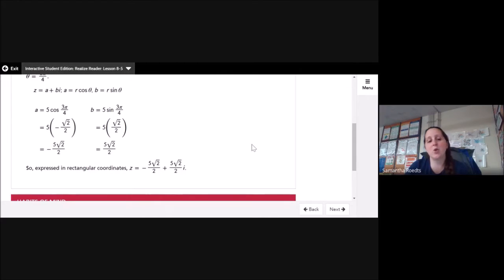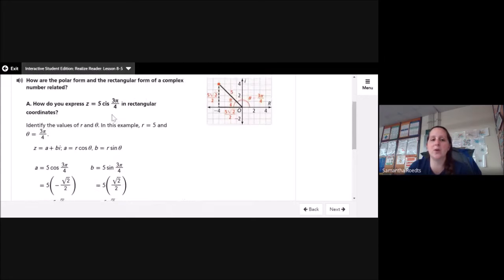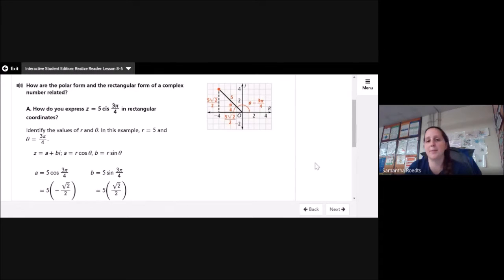So expressed in rectangular coordinates, z equals negative 5 square root of 2 over 2 plus 5 square root of 2 over 2 i. Don't forget that i in the last half. Remember, that's what the cis stands for, so the i is that imaginary number.